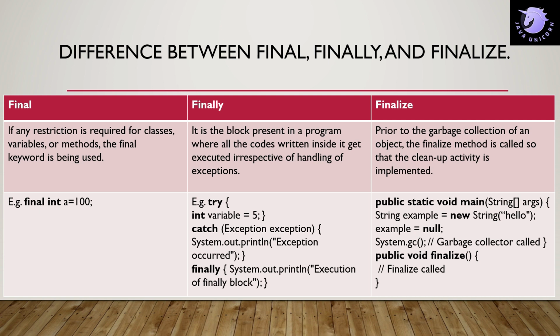Whereas finally is used with the try block, try-catch or just a try block. If we are using a finally block, that means irrespective of whether the exception occurs or not, the finally block will always be executed. Like in this case we have a try block, and inside it we have an int variable equal to 5. There is no exception here, so the catch block will not be executed. In this case the finally block will be executed, which means its execution will be displayed on the console screen.